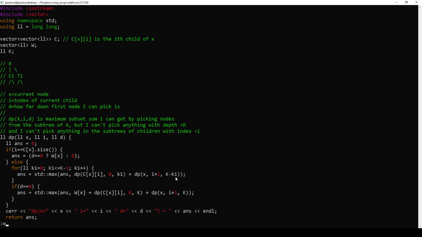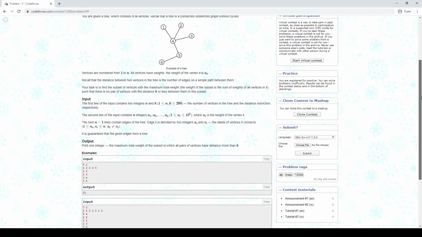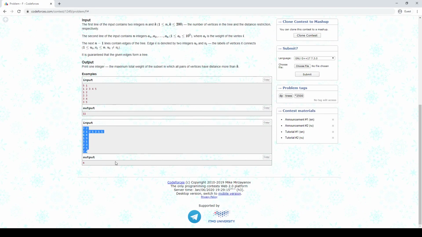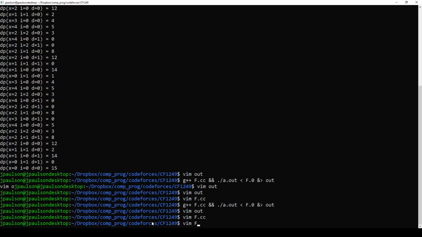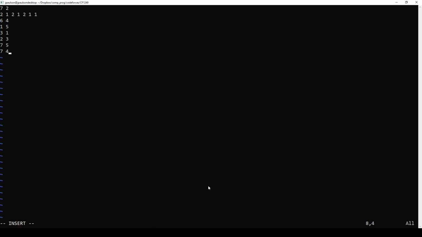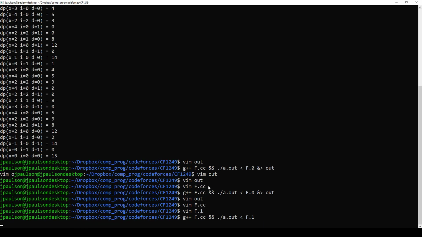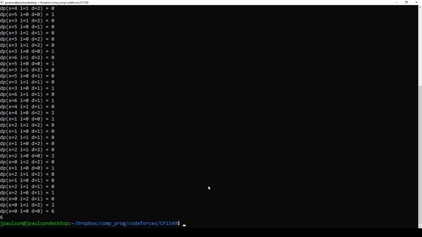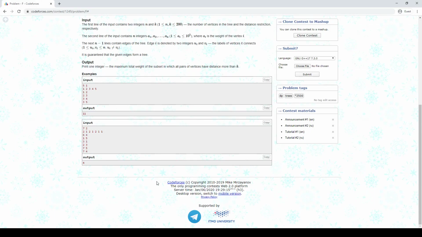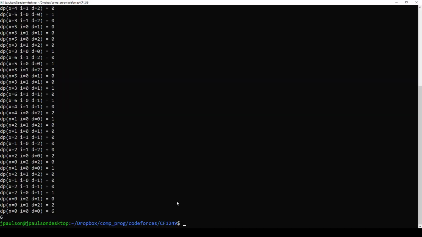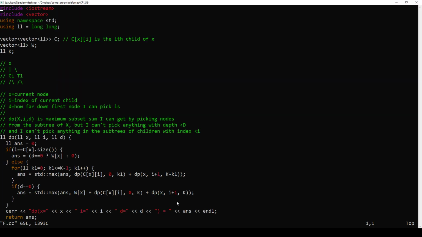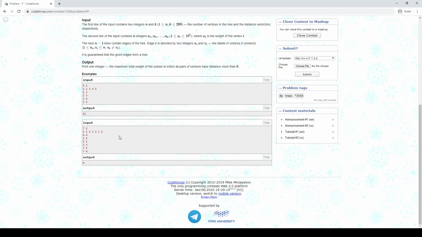11. Let's try this case. And that's 6, so that's wrong. Here we have k equals 2. Maybe I should try and work out what's going on in this case.